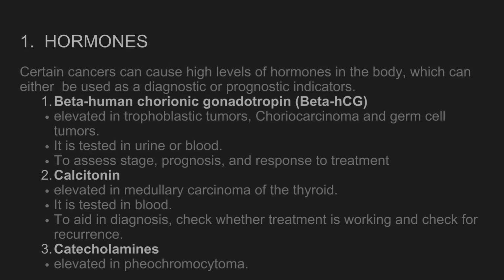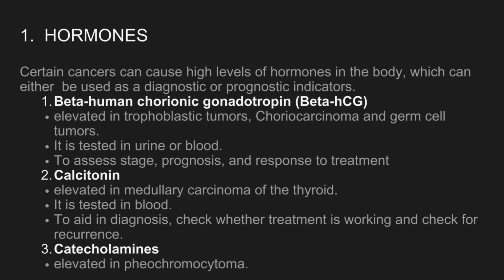Hormones. Certain cancers can cause high levels of hormones in the body, which can be used as diagnostic or prognostic indicators. Beta-human chorionic gonadotropin is elevated in trophoblastic tumors, choriocarcinoma and germ cell tumors. It is tested in urine or blood to assess stage, prognosis, and response to treatment.